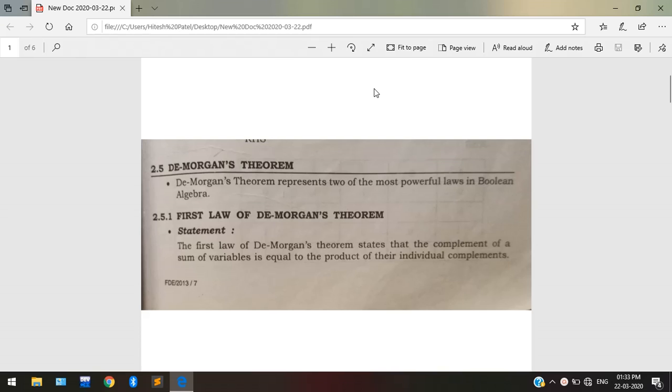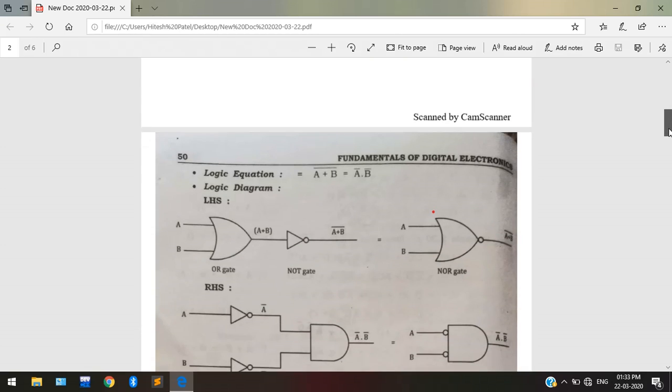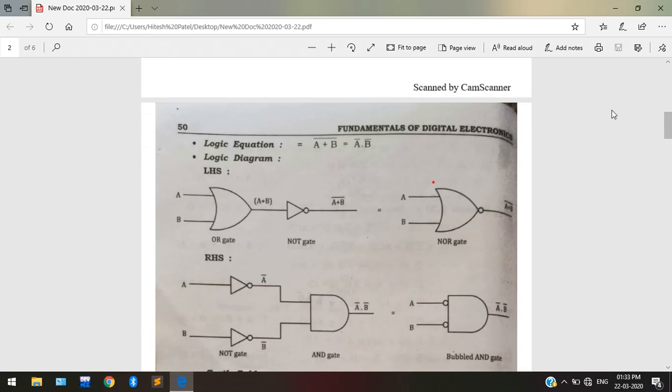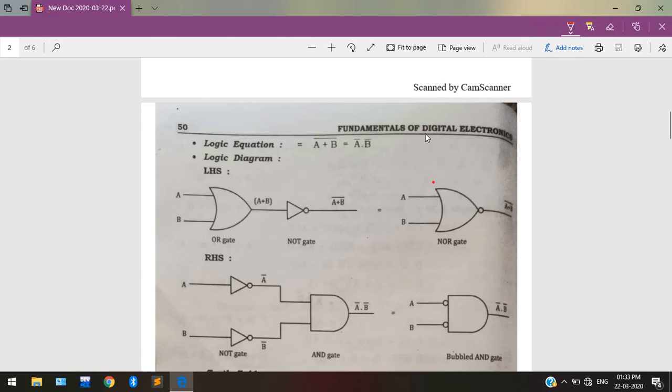The first law of De Morgan's theorem states that the complement of a sum of variables is equal to the product of their individual complements. Let us see how we write the statement of this theorem. You see the logic equation first. The first theorem has the logic equation: on the LHS, (a plus b) bar, equal to a bar dot b bar.